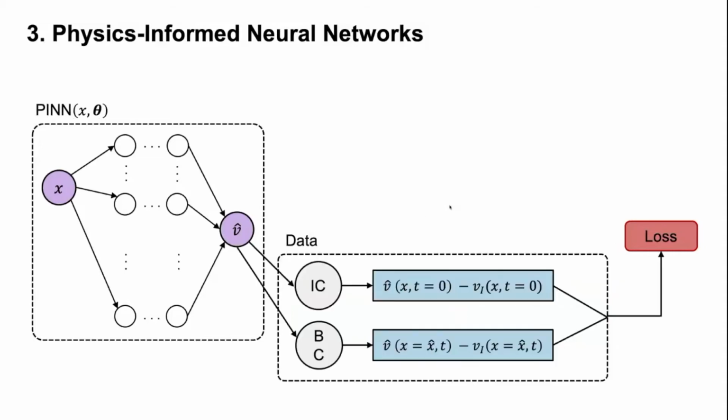This data-driven training is also part of the physics-informed neural networks, because also in the numerical simulation we have data, the initial and boundary conditions. And this is how we incorporate them. We enforce the initial conditions. The initial conditions become part of the loss function, and the boundary conditions here become part of the loss function.